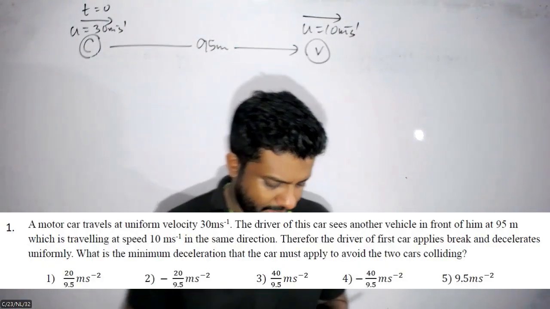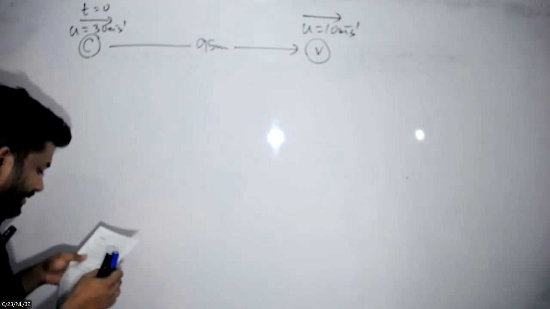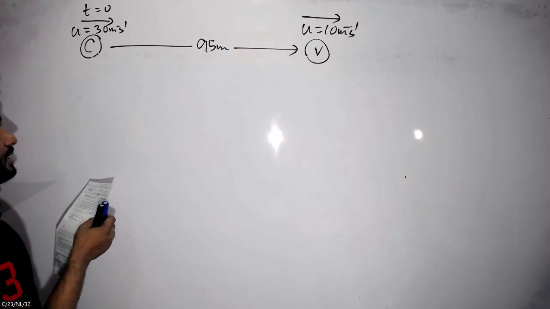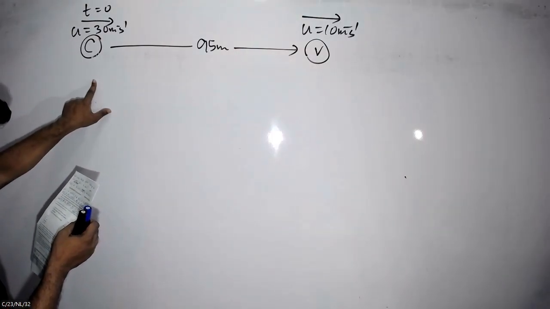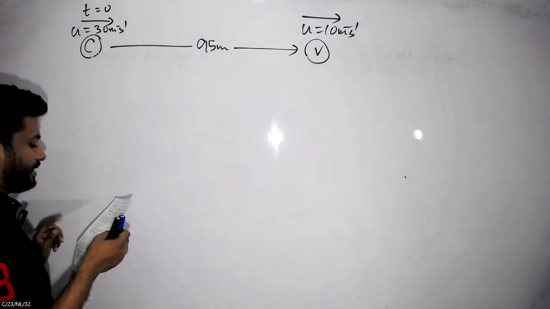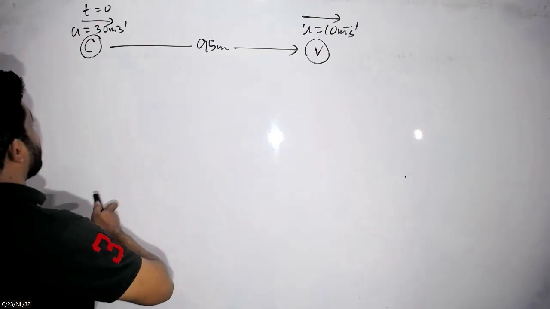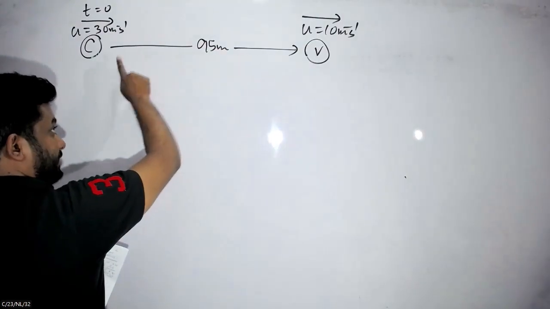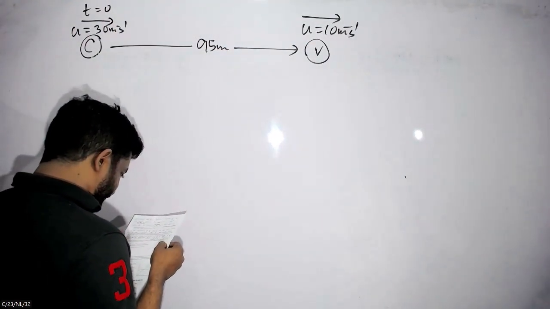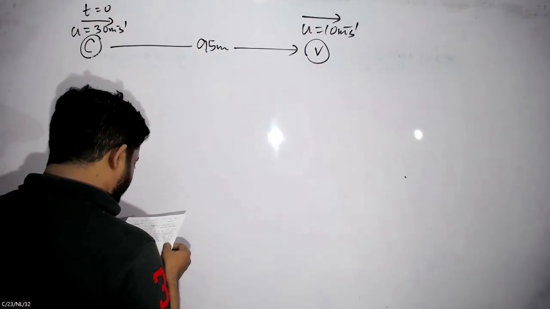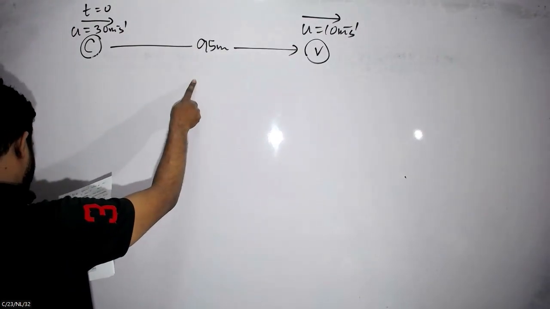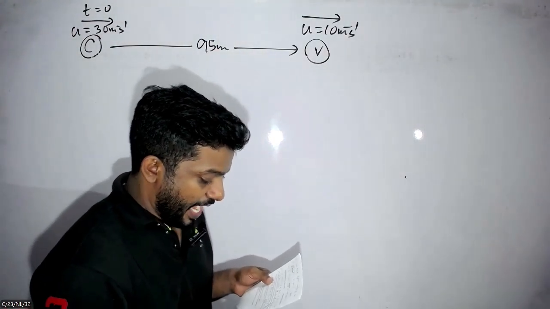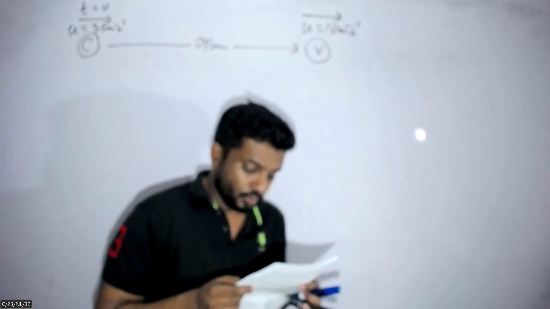A motor car travels at uniform velocity 30 meters per second. The driver of the car sees another vehicle in front of him at 95 meters, which is traveling at a speed of 10 meters per second in the same direction. This diagram shows the motion of two objects at t equals 0, with 95 meter separation. Then the driver of the first car applies brake and decelerates uniformly. What is the minimum deceleration that the car must apply to avoid the two cars colliding?